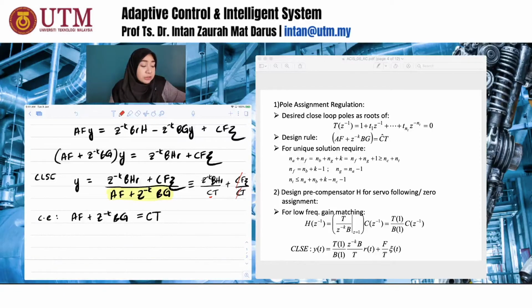But the most important part is that when we design this kind of controller, our system will remove the polynomial C from the noise. At the same time, we will set the system to have a desired set of poles T, so that the system will always remain a stable system.